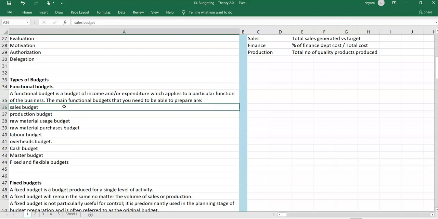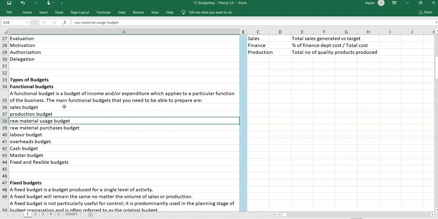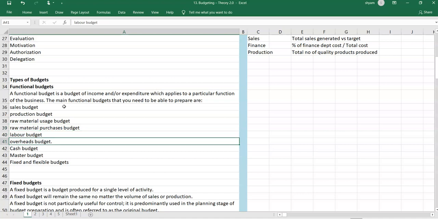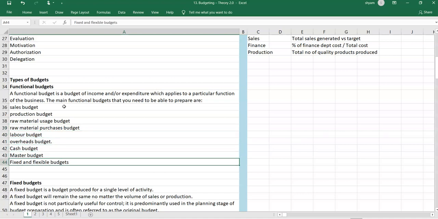The main functional budgets that you need to be able to prepare are: a sales budget, a production budget, a material usage budget, a material purchase budget. There's a difference between usage and purchase. Usage refers to how much raw material you are going to use in production, and raw material purchase is how much you have to purchase from the supplier. Then labor budget, overheads budget, cash budget, master budget, fixed and flexible budget.